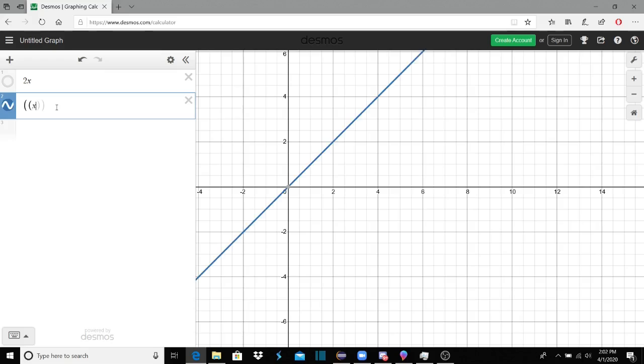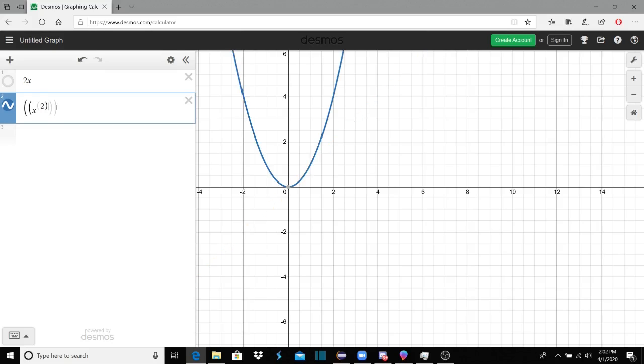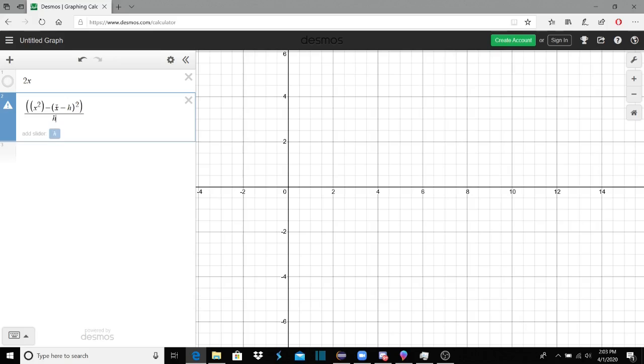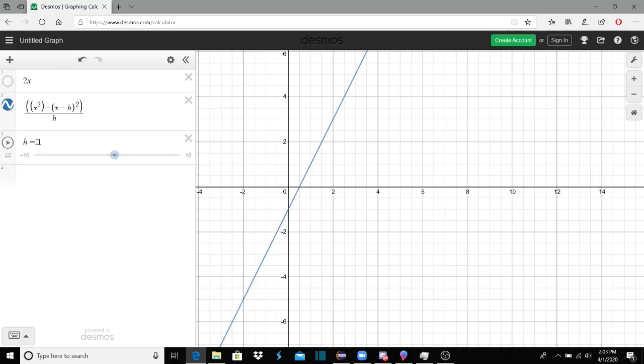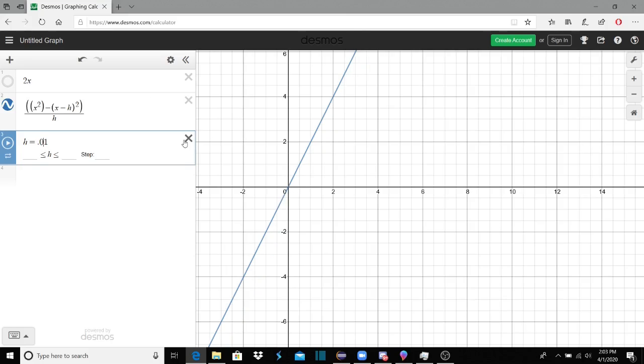Alright, so the first thing we're going to need is x squared because that's our y2. And then our y1 was x minus h. We'll add a slider. That's the nice thing I like about Desmos. So it'll be great for showing you this example over the x2 minus x1. There you go. And we said we'd set that limit to 0.01.